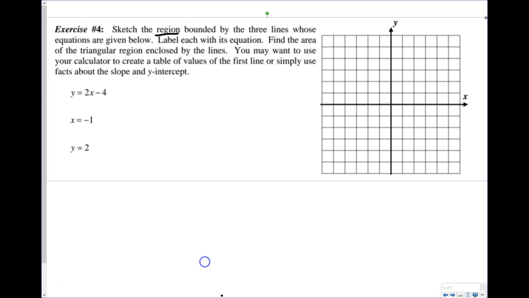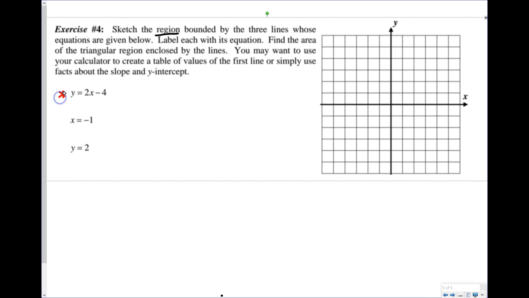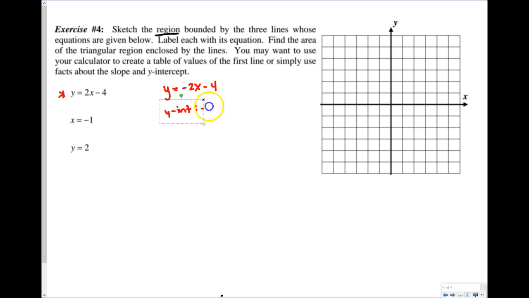To do that, we have to graph each line. So I'm going to graph the first one, and I'm going to make this first one the red one. This is y equals mx plus b. So I know in y equals negative 2x minus 4 that my y-intercept is going to be negative 4, and my slope is negative 2 over 1. So I'm going to go up 2 and to the left 1, or down 2 and to the right 1, when I start making my graph.